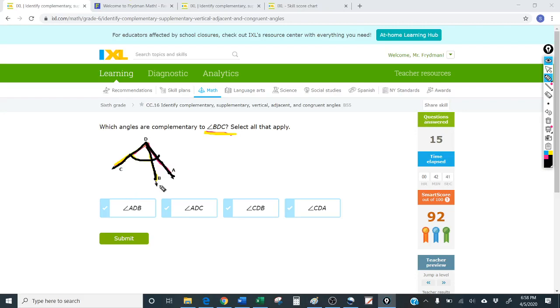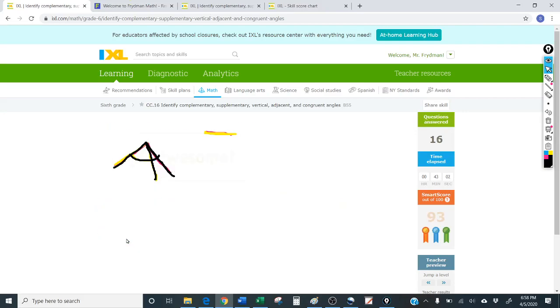So let me find BDA. I don't see BDA here, but I do see ADB, and that's just another way of naming that angle. Okay, so that's the correct answer there. Is it trying to trick me by giving me another BDA? No. Okay.